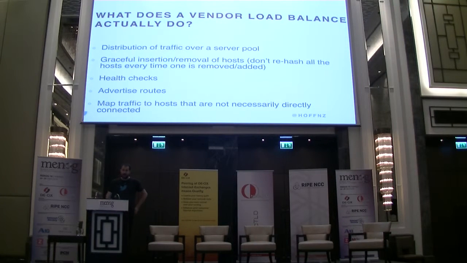So firstly, we need to actually look at what the load balancer does. And it does a reasonable number of tasks, and some are harder than others to virtualize. So the first thing the load balancer does is it distributes traffic over a pool of servers. So in this case, we might have, say, 60 servers in our POP in Frankfurt, and we're distributing traffic evenly over all of them. We're gracefully inserting and removing hosts, and what this means is that when we take one host in or out of service, we ensure that the same clients are hitting all of the other hosts.